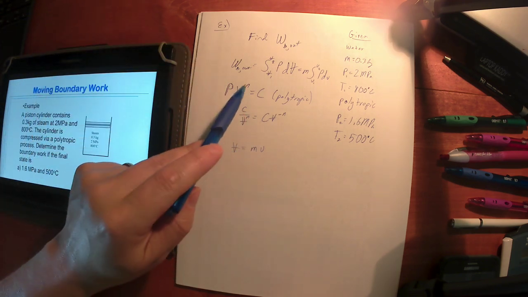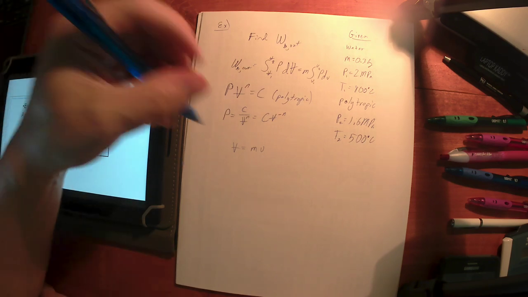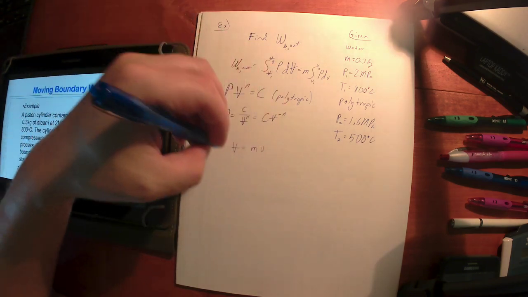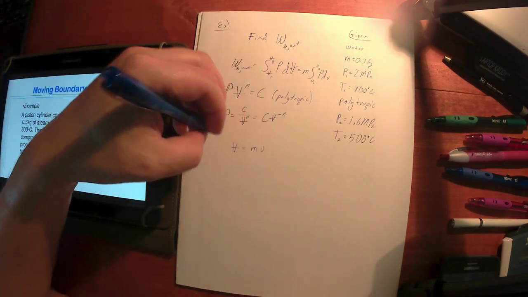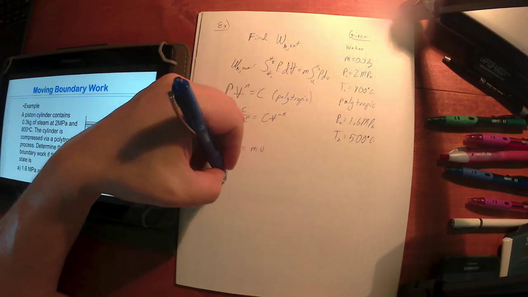Normally C and N would be given to you in the problem statement, unless it's a more realistic scenario where we don't know C and N, and we're going to have to measure them. This is more of a realistic scenario. We're going to have to somehow measure them or approximate them using data that's given. So here's how we would go about that.